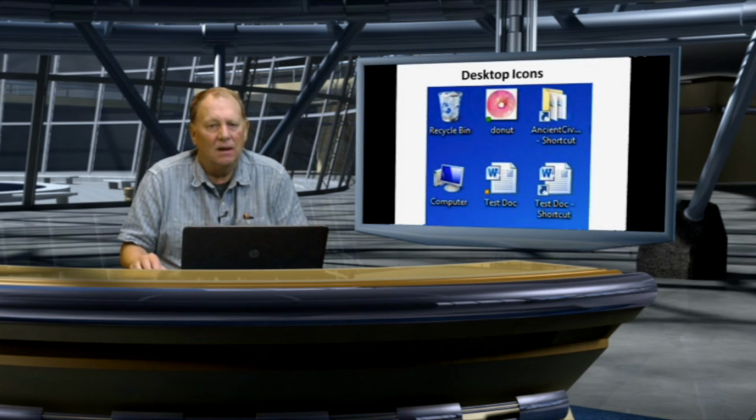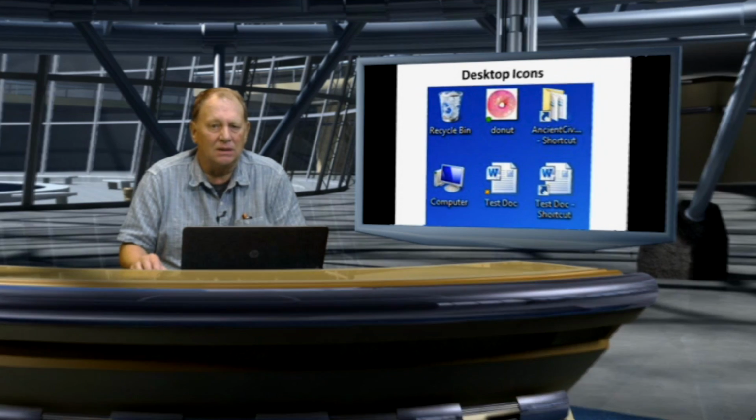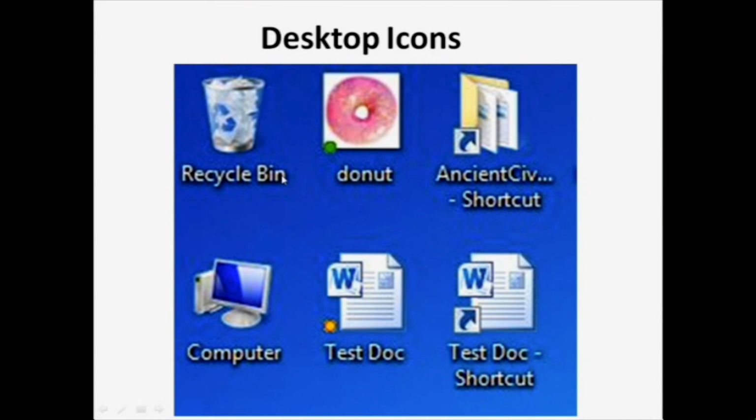Desktop icons. Icons are small pictures that represent different types of objects such as files, folders, programs, and other items. This sample of my desktop has icons for the recycle bin, a picture of a donut, a shortcut to a folder, the computer program, a file named test.doc, and a shortcut to a file named test.doc. I want to point out that the shortcut is this little arrow here, and you see that both on the folder and the document.